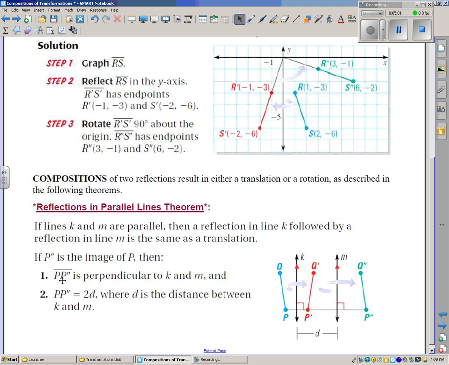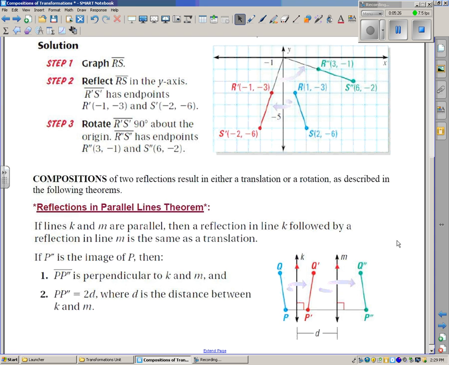So line segment PP double prime is perpendicular to the lines we reflected about, K and M, and the length of PP double prime is twice the distance between the two parallel lines, so it's 2D. So whatever the distance is between lines K and M, the distance from P to P double prime is twice that.